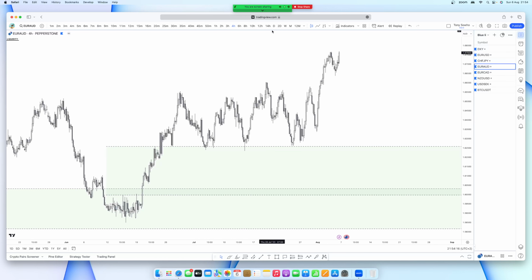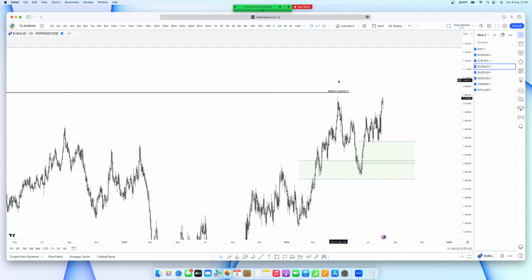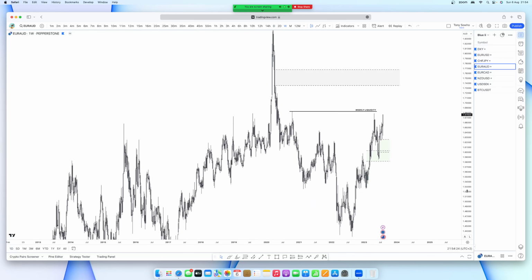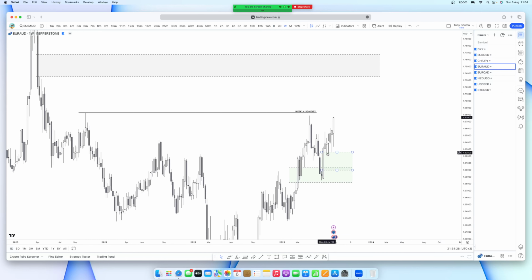Euro AUD. So on Euro AUD, this trade has left us. I remember when I called out this trade, that we should be on the lookout for price coming into the weekly imbalance. It came just very, very little into the imbalance, and then since then, look at how many weeks of buy: 1, 2, 3, 4, 5, 6, 7.